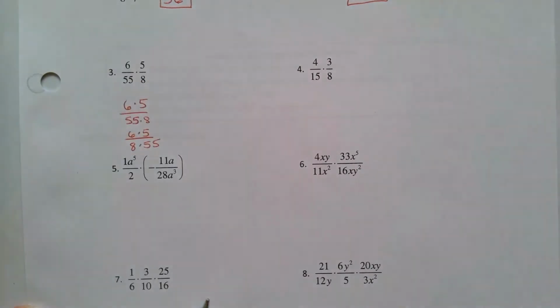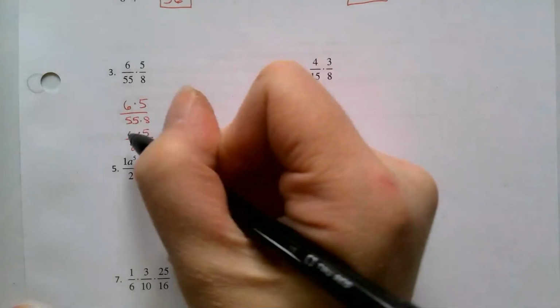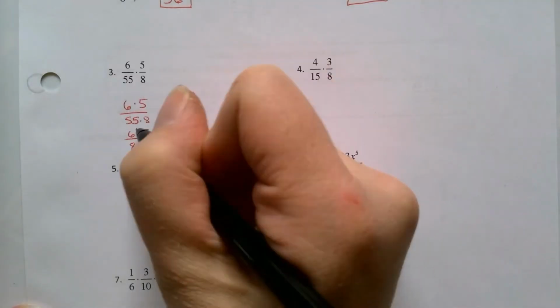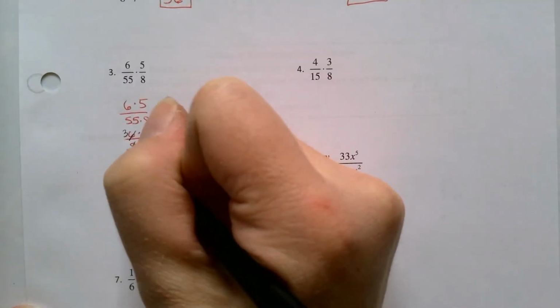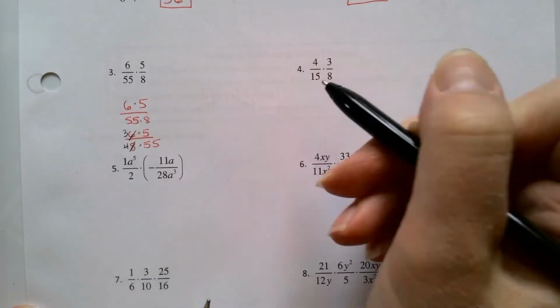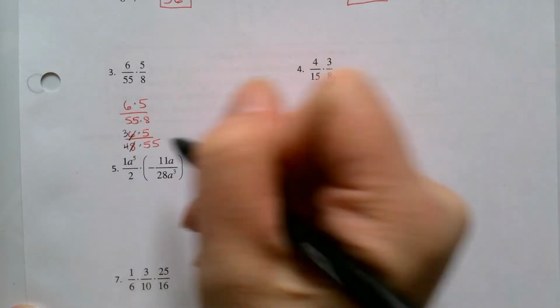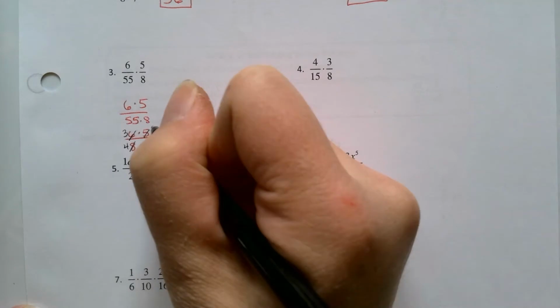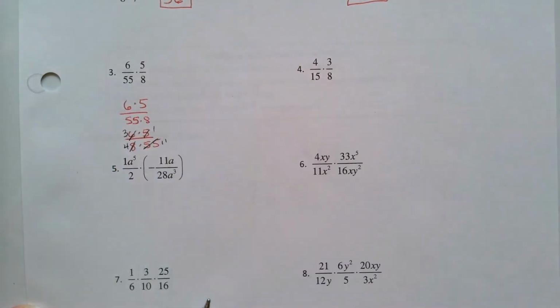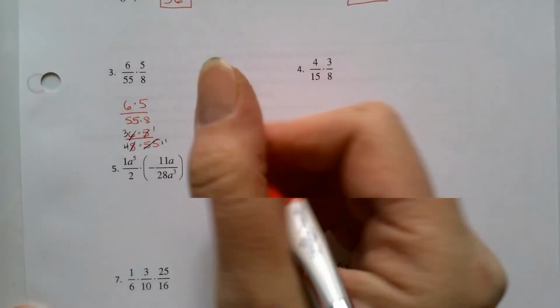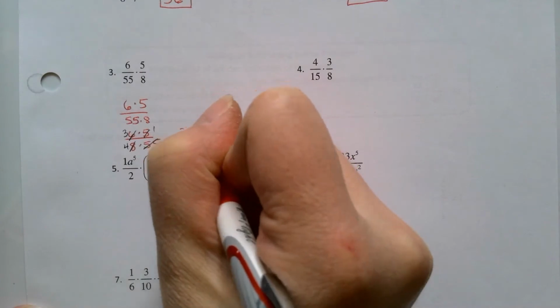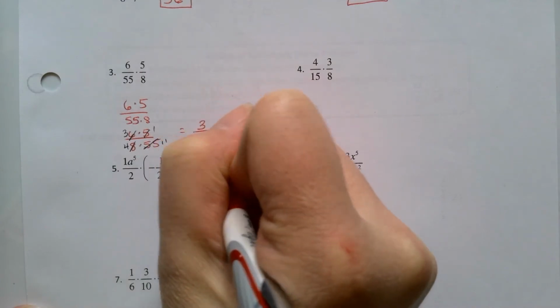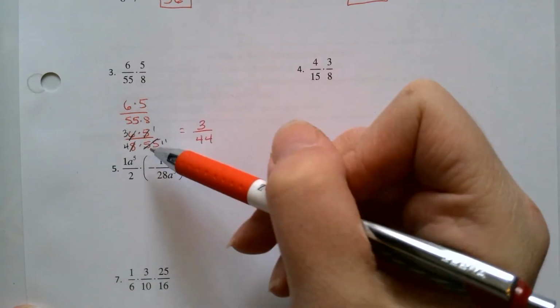And now you see, if we split this up, 6 and 8 have a common factor of 2. So 2 goes into 6 3 times, 2 goes into 8 4 times, and 5 and 55 have a common factor of 5. So 1 and 11. So my final answer is 3 over 44. I don't have to do all of this rewriting.